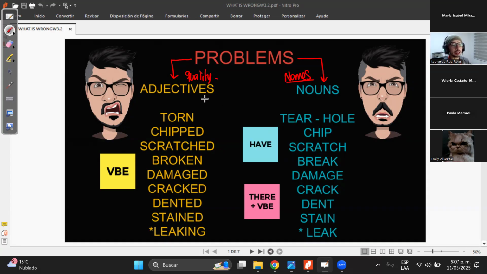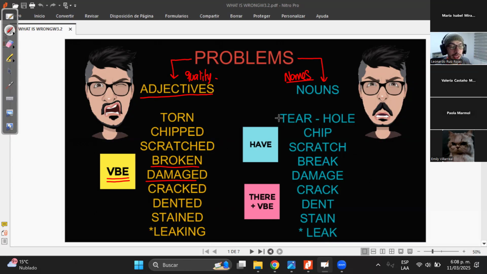So in general terms, when we work with adjectives, we usually use the verb to be, right? Because we say, for example, the thing is damaged, the thing is broken, because this is the quality. How is it? Is, and then broken, damaged, or something like that. It's different when we use nouns, right? We're not going to use the verb to be. The verb to be is always the most common one, but normally we also have another possibility.